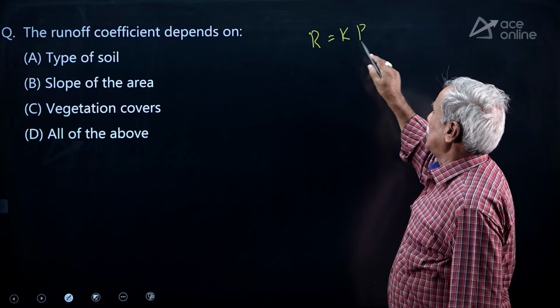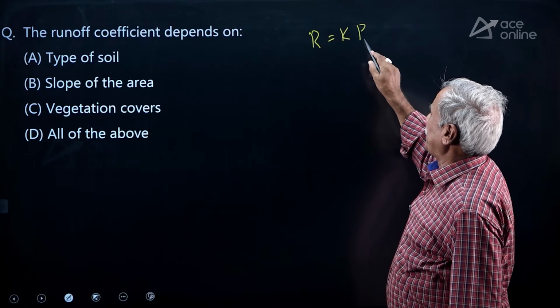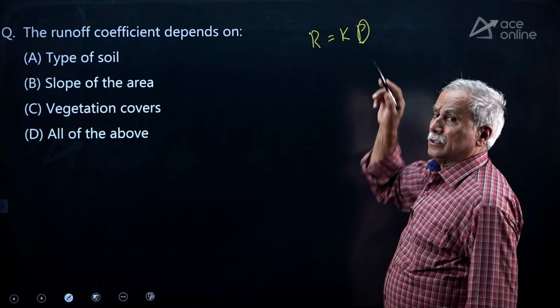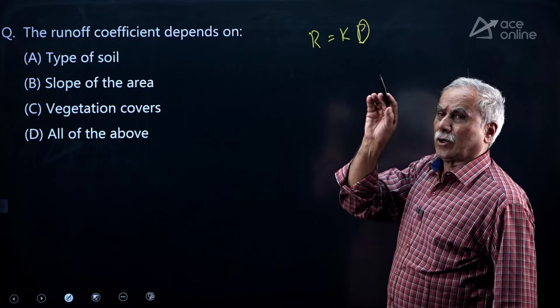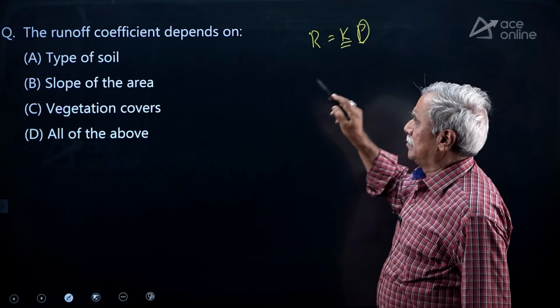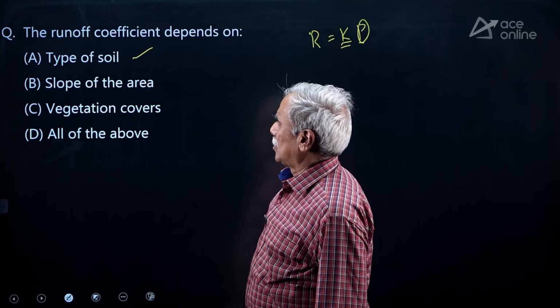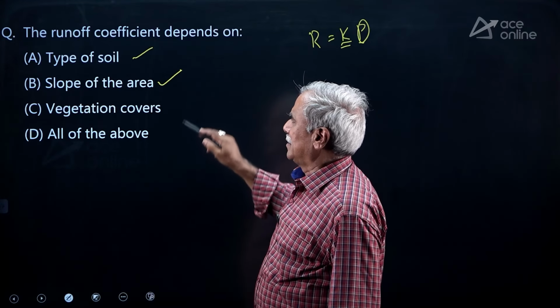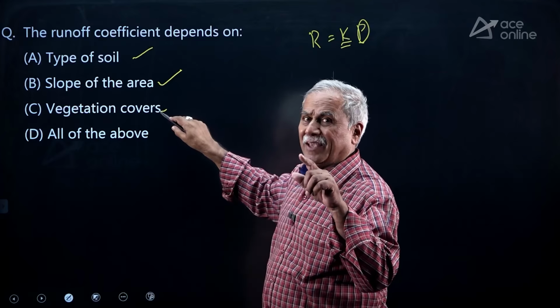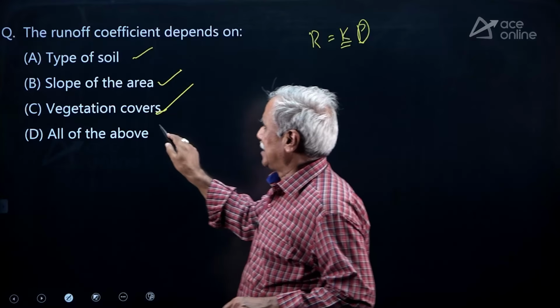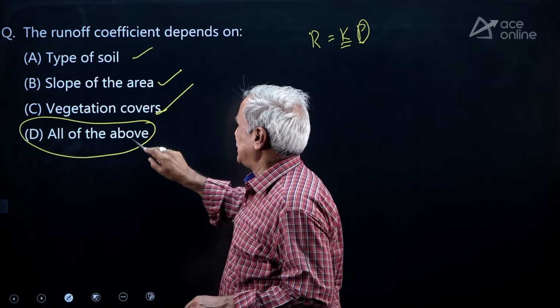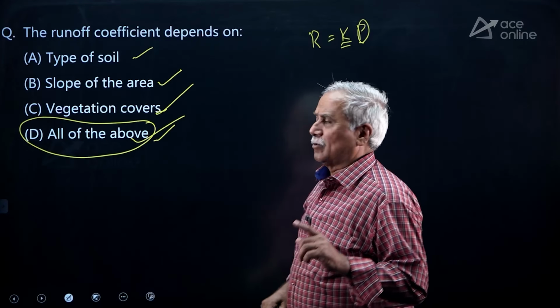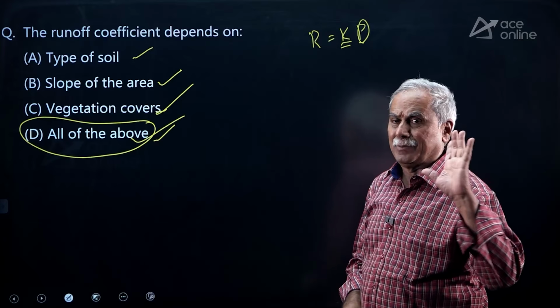Runoff depth is equal to runoff coefficient multiplied with precipitation. So in conversion from precipitation to runoff, what factors will control? Type of the soil will control. If the slope of the area is steeper, K will be higher. If the vegetation is more, K value is less. So the correct answer is D, all of the above. For the question, D option is the right option.